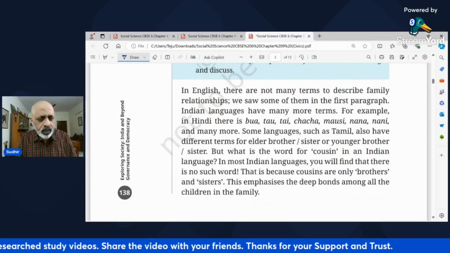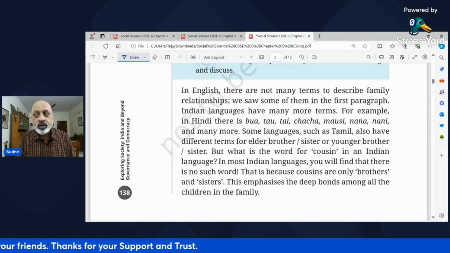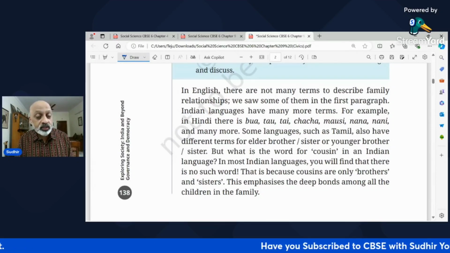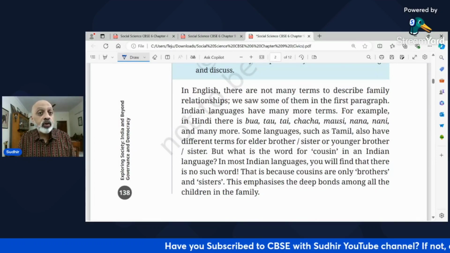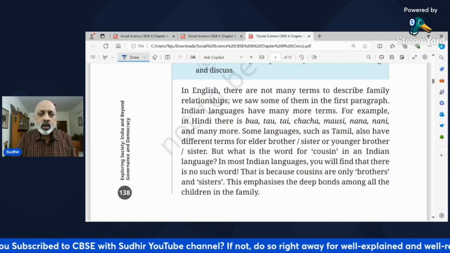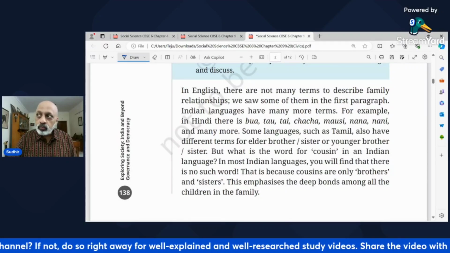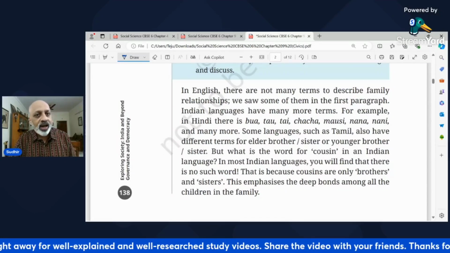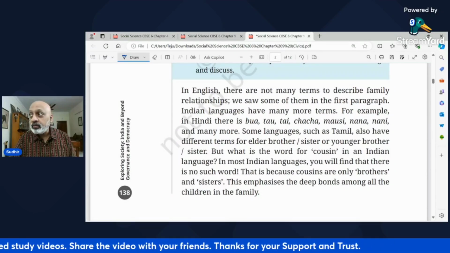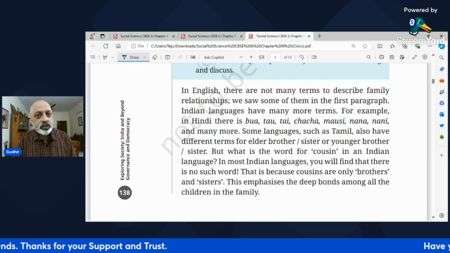Now, in English, we generally refer to everyone as an uncle or an aunt, right? But in Indian languages, we have different kinds of words to describe different kinds of relationships, right? For example, if your sister is married, in English, we generally refer to that person as your brother-in-law. However, in Hindi, you call him Jijaji. In Tamil, etc., you call him Athimber. So, you have different kinds of words in different languages.